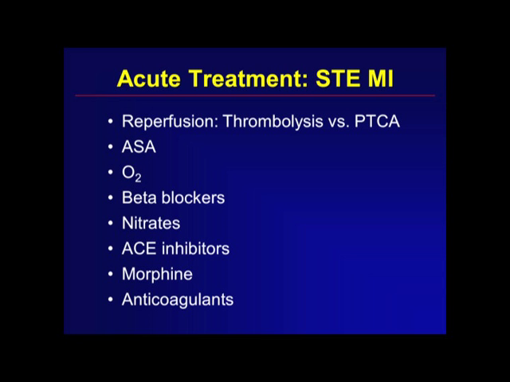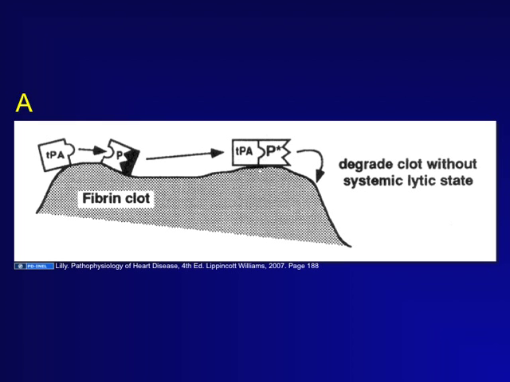So, acute treatment of STEMI. We want to reperfuse. Everybody gets aspirin, oxygen if they need it, beta blockers, nitrates for ischemia, ACE inhibitors if they have heart failure or left ventricular dysfunction. Treat their pain. We talked about anticoagulants as well.